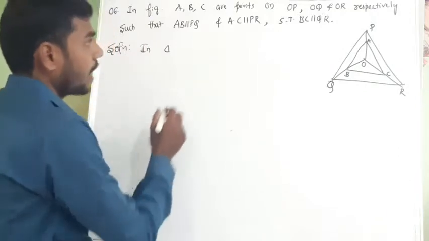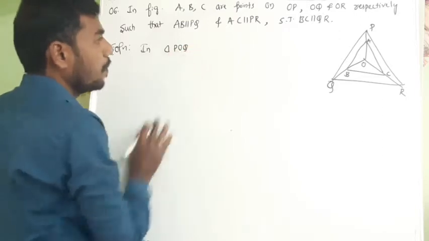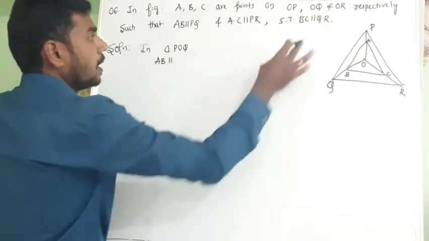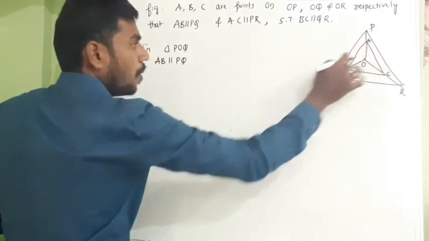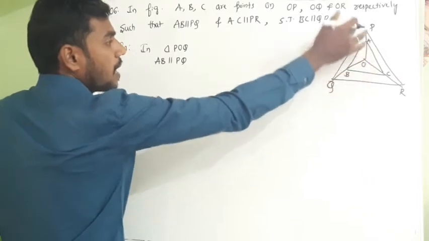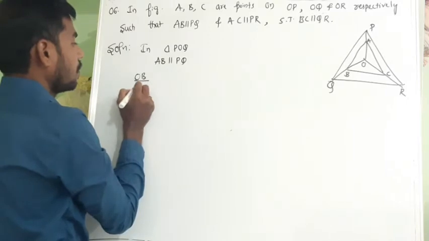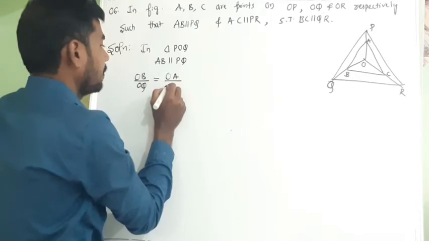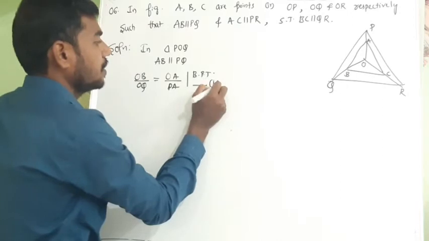Okay. In triangle POQ, AB is parallel to PQ. It is given, AB is parallel to PQ. So I consider POQ. Since AB is parallel to PQ, what can I write? OB by OQ is equal to OA by PA. So this is through the BPT theorem. I'll call it equation 1.